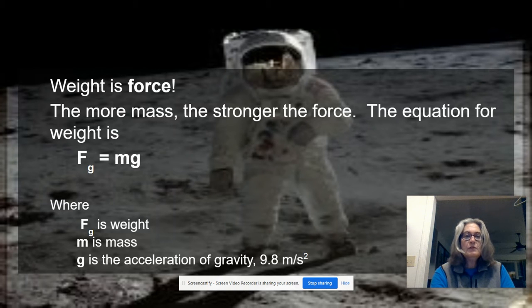So weight is a force. The more mass, the stronger the force. The equation for weight is this: Fg, that's the weight of something, or the force of gravity acting on something, is equal to the mass of the object times g. g is the acceleration of gravity, which we saw the other day, and it's 9.8 meters per second squared. It's written as an F because we use capital F for forces. Weight is the force of gravity acting on something, and it's equal to your mass times the acceleration of gravity.